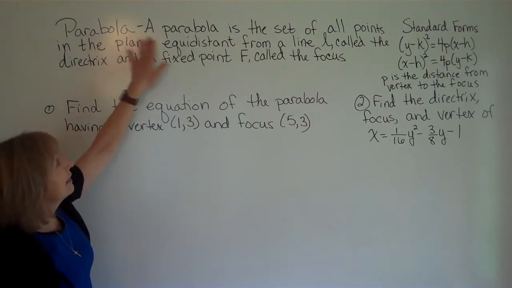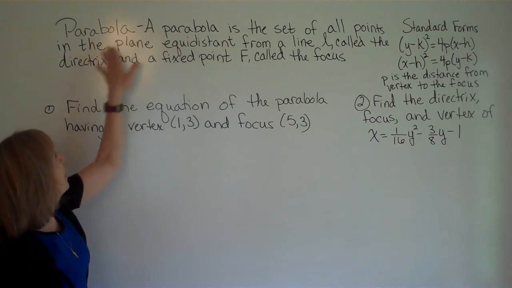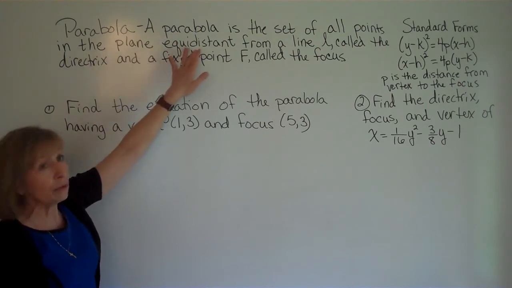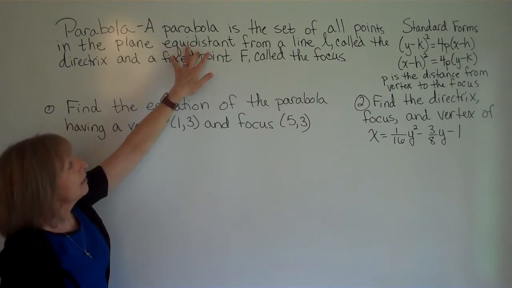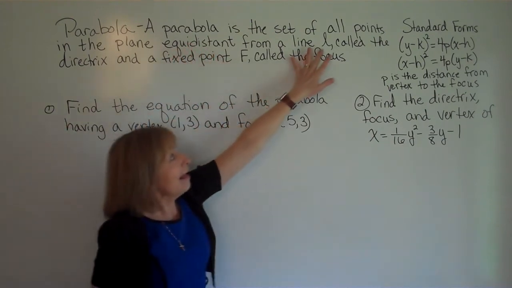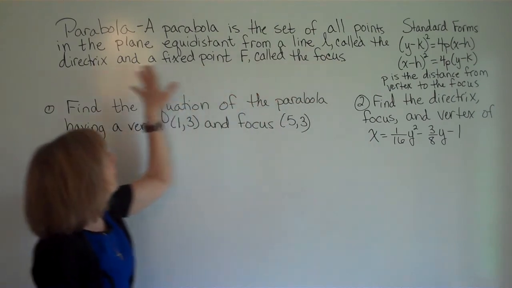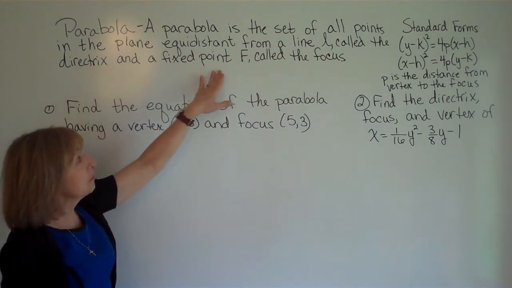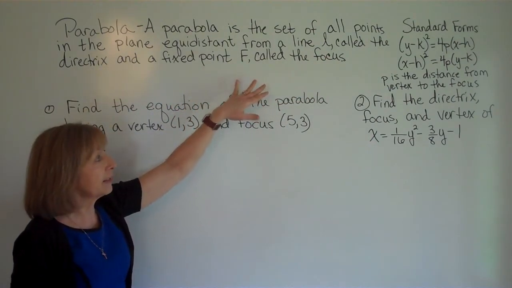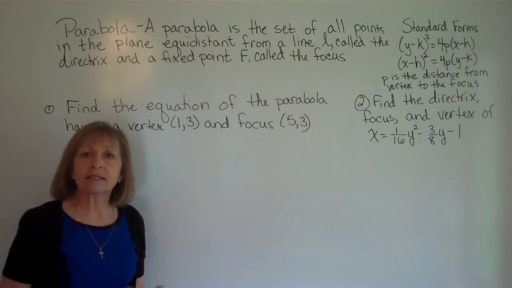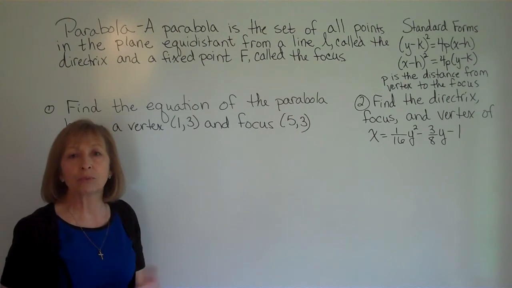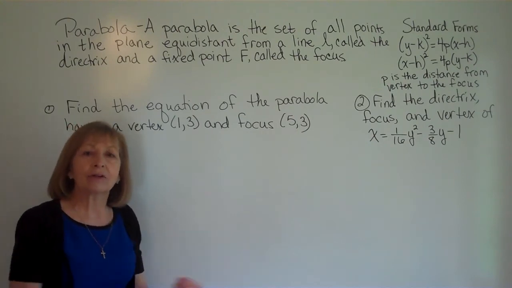A parabola is the set of all points in the plane equidistant. Remember, equidistance means that the distance is the same from a line L, called the directrix, and a fixed point F, called the focus.